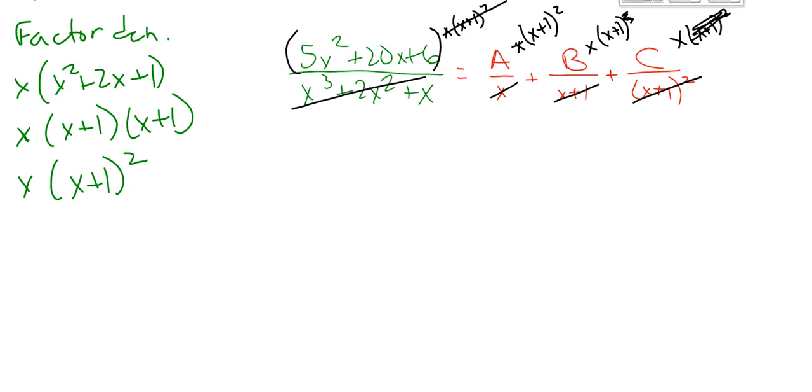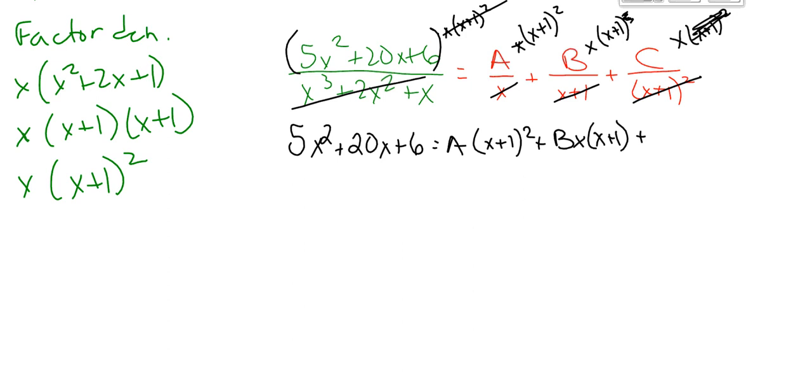So then when we rewrite this, we get 5x squared plus 20x plus 6 equals a times (x plus 1) squared plus b times x times (x plus 1) plus cx.